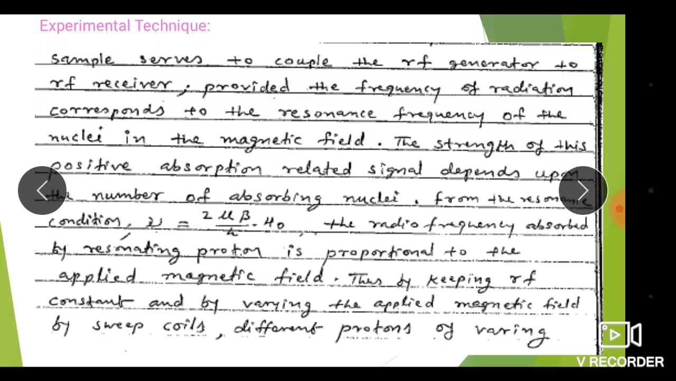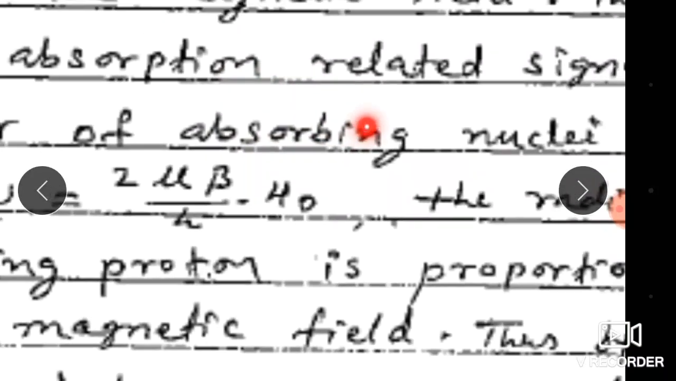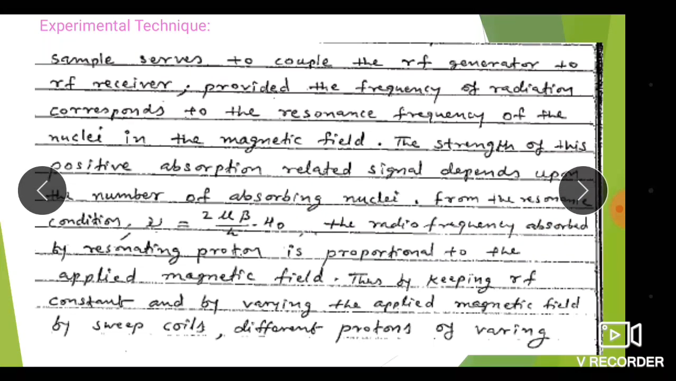The strength of this positive absorption related signal depends upon the number of absorbing nuclei. So the positive absorption signal we get depends upon the absorbing nuclei, and the condition for that is nu is equal to 2 mu beta H0 divided by h, that is equation 4.